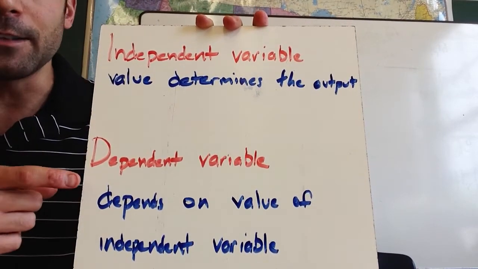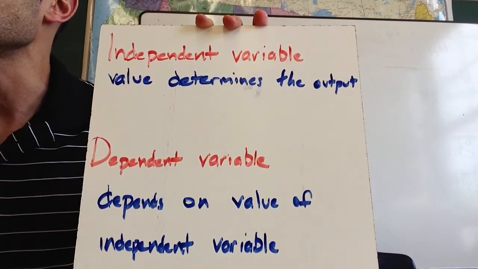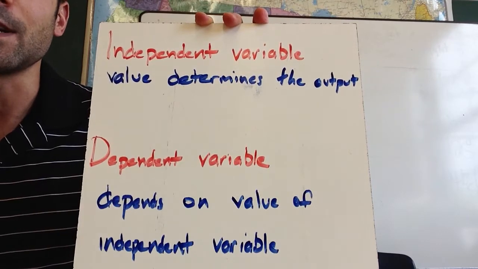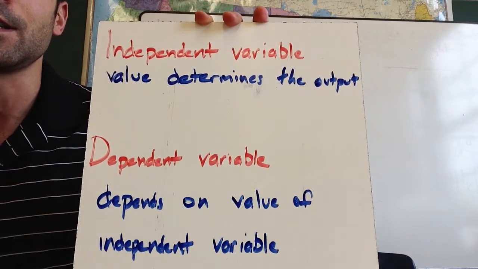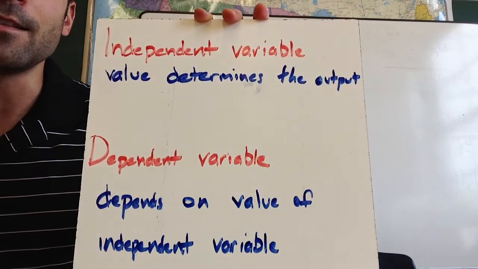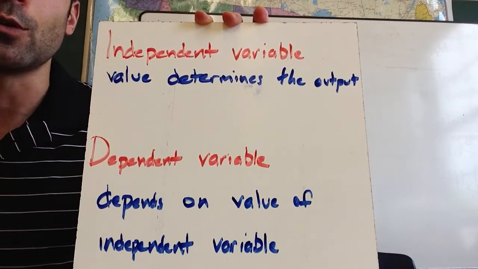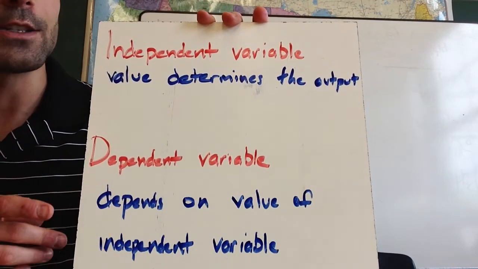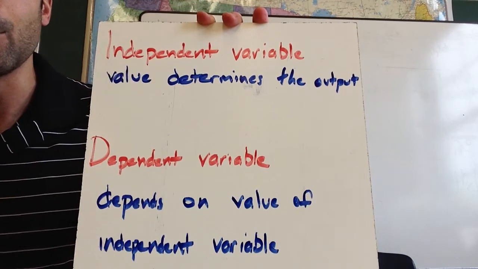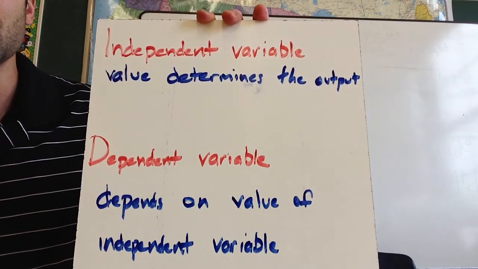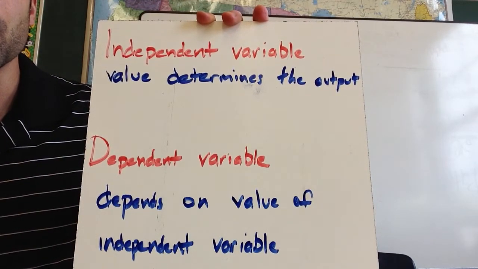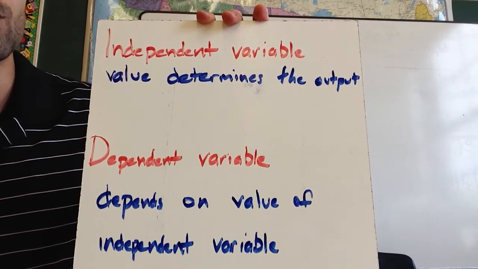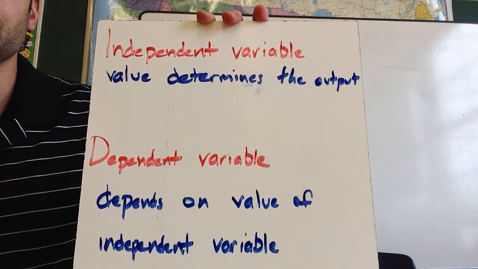Keep in mind the dependent variable, particularly as you're talking about science, is typically the value that you're studying. It's the variable that you're interested in measuring. The independent variable at times is one that you don't have control over, whereas the dependent variable we're trying to figure out what's going on in terms of our experiment.